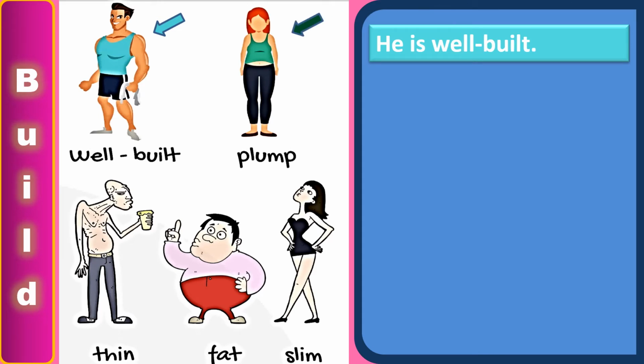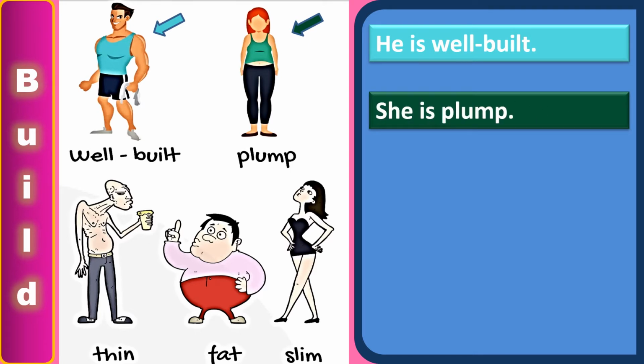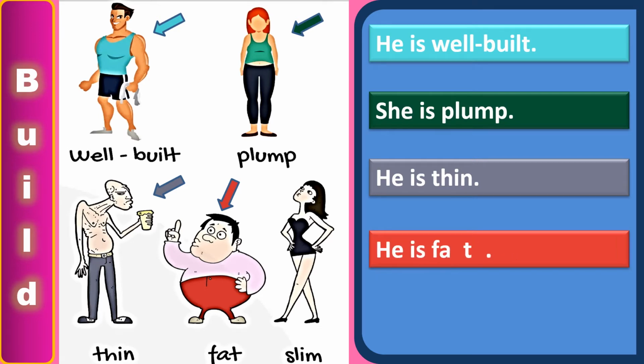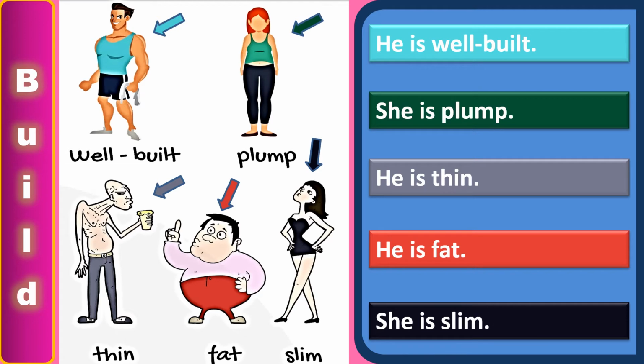We can say that she is plump. She is not too fat, but she is also not thin. She has a little bit of fat on her body. Next would be thin. This man is thin. So we can say he is thin. Next would be fat. He is fat. The next, this woman, we can say that she is slim. So those are the words you can use to describe the build of a person.